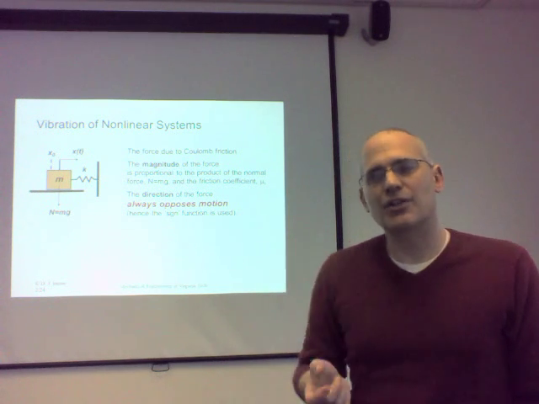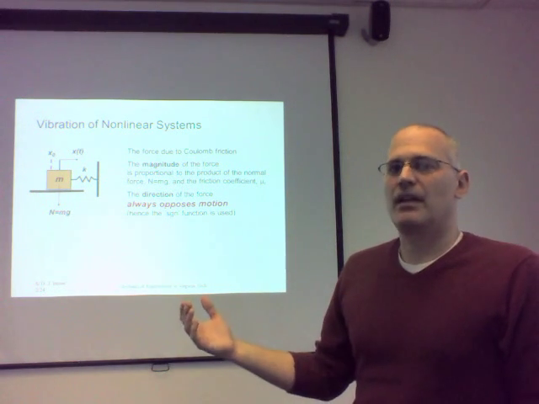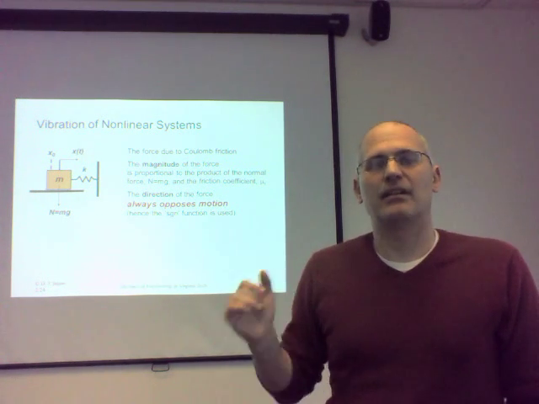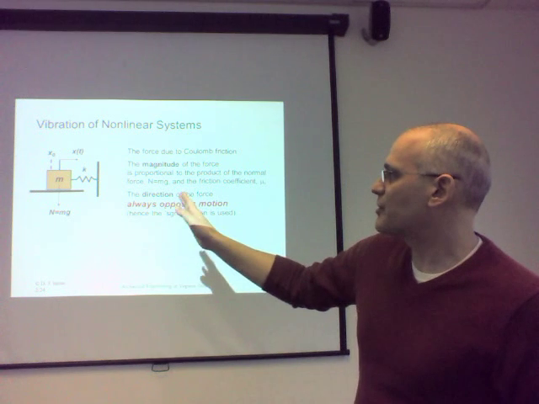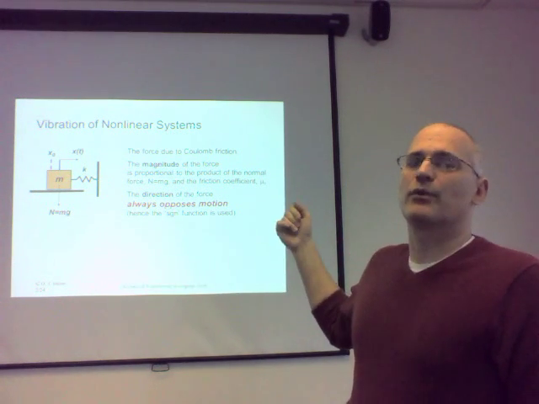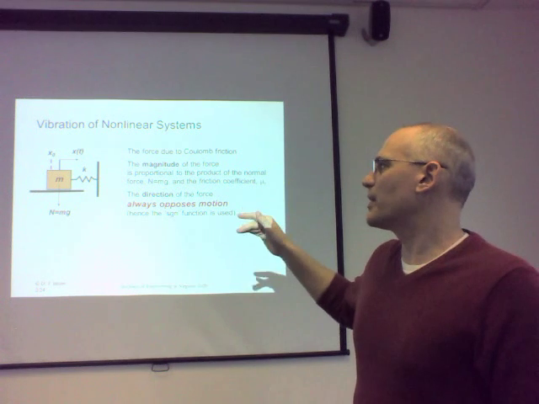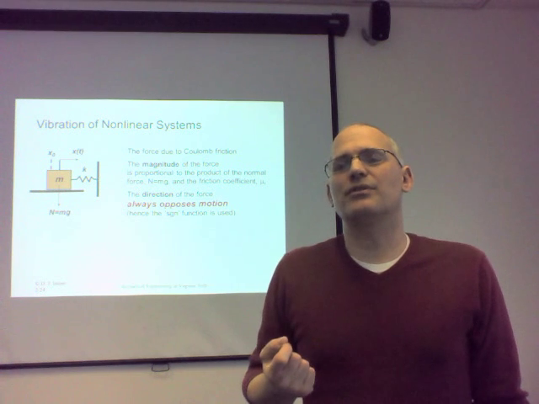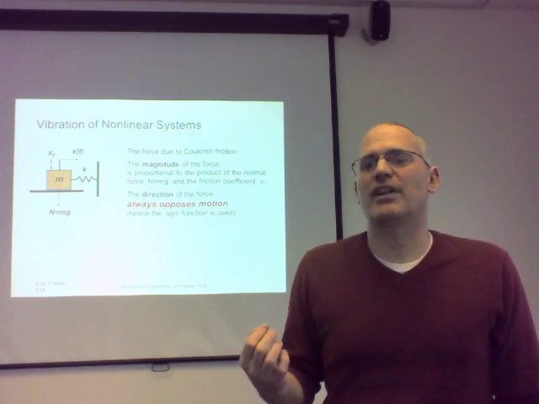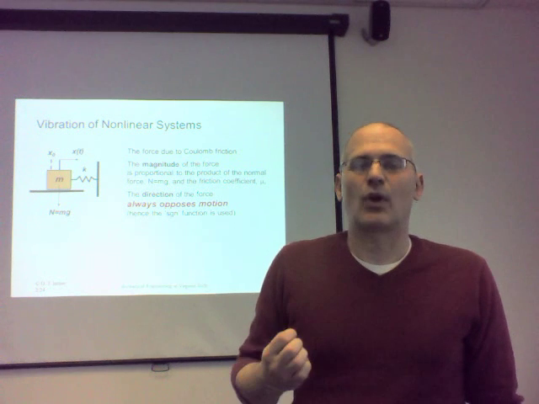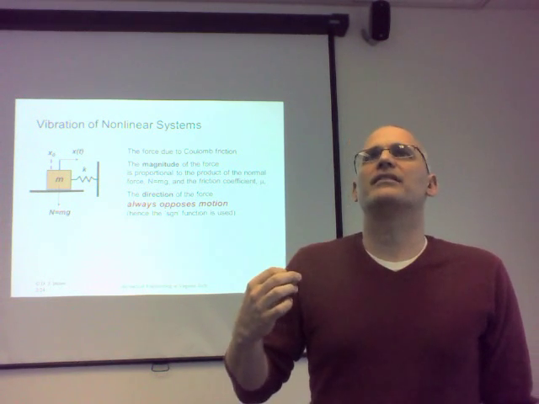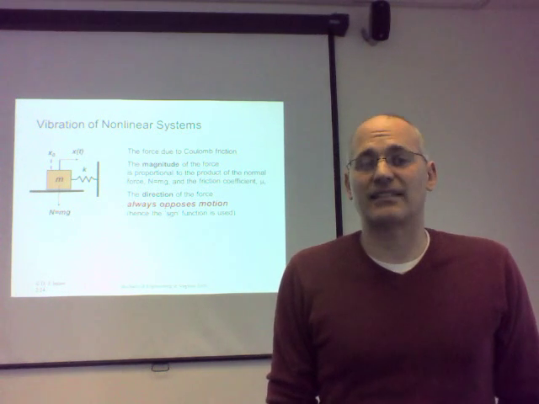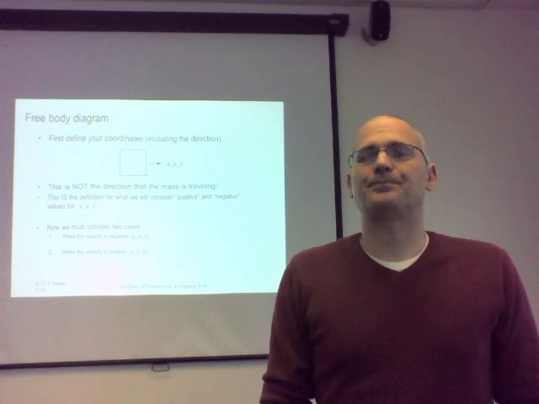The direction of this Coulomb damping always opposes the motion. So if the spring is moving to the right, the force is acting to the left. If the spring and mass are moving to the left, the force is acting to the right. So we're going to introduce this signum function, SGN. All that's going to do is look at the sign of the velocity. We'll see that in just a second.